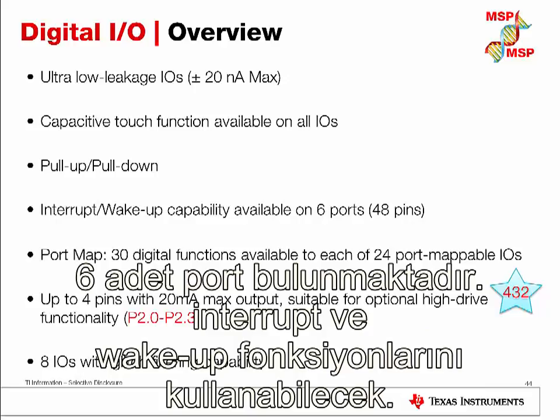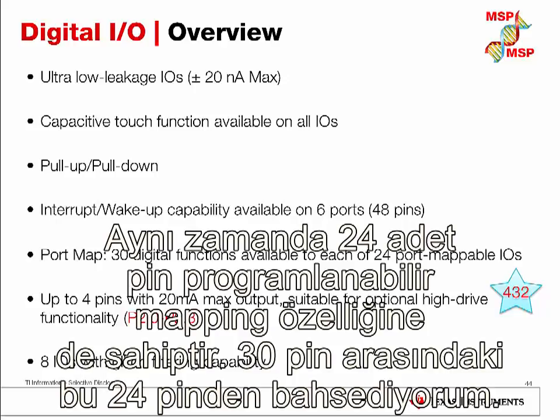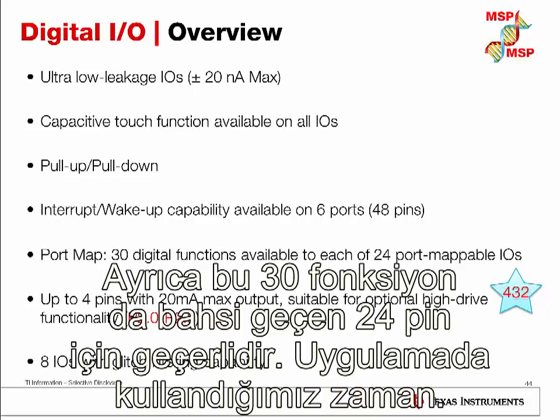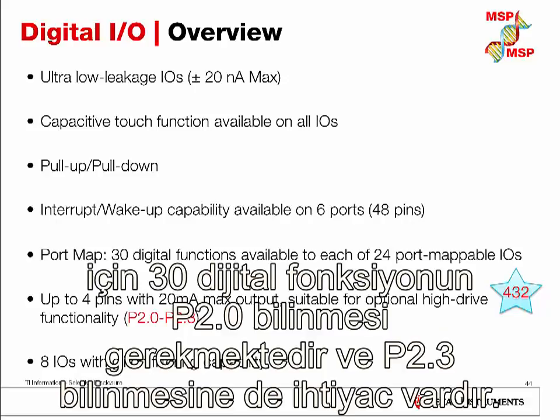There are also 24 digital I/O pins on the device that are capable of port map functions. What this means here is that each of these 24 port pins can be programmed and configured to utilize one of the 30 digital functions available to the device. This can become quite handy when you lay out the application, since you can essentially move any of these 24 pins around to designate any function that you like out of the 30 digital functions.